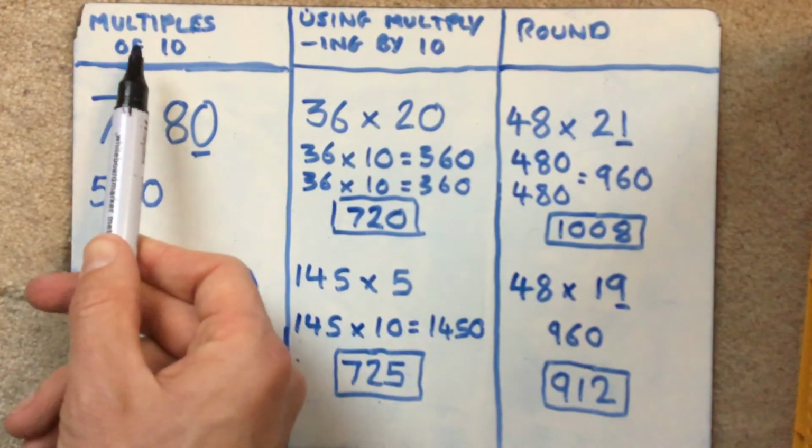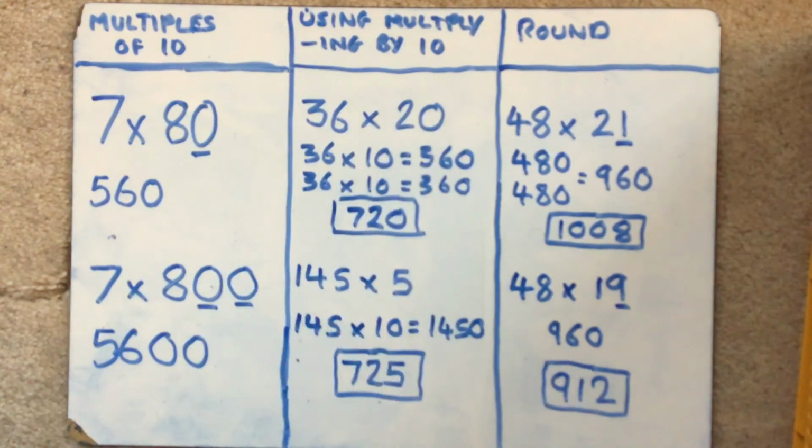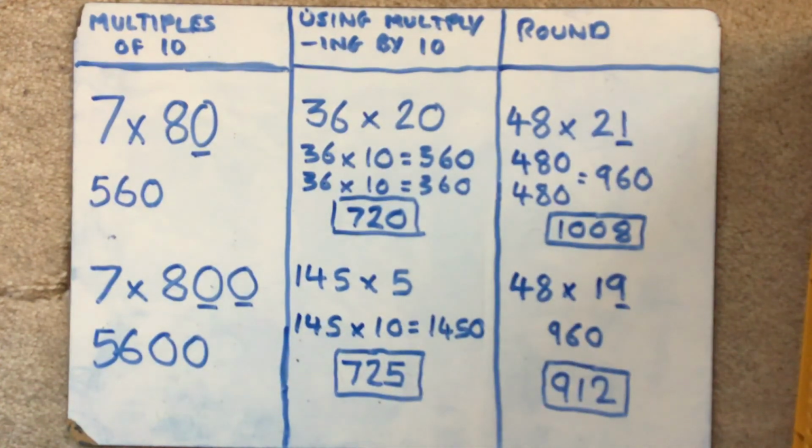And the three strategies are multiples of 10, using our knowledge of multiplying by 10, and rounding. Okay, and for an extra challenge this morning, you can set your timer and see how quickly you can solve those questions. Good luck, Year 5.